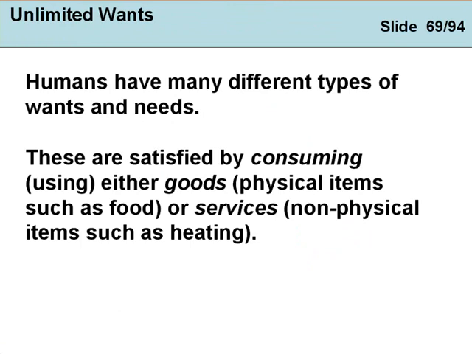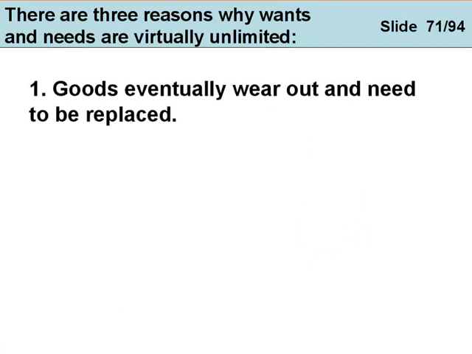The problem is we're dealing with scarce resources. The resources to satisfy our wants are not in big supply. And that really is the overwhelming problem that we're facing. There are three types of wants that we can identify. First of all, goods eventually wear out, so we need to replace the goods. Well, that's pretty straightforward.